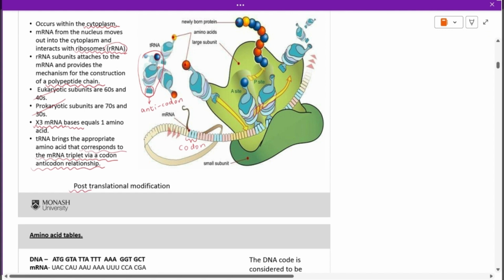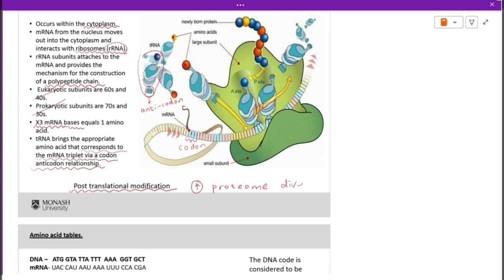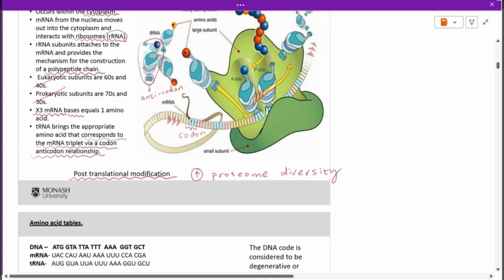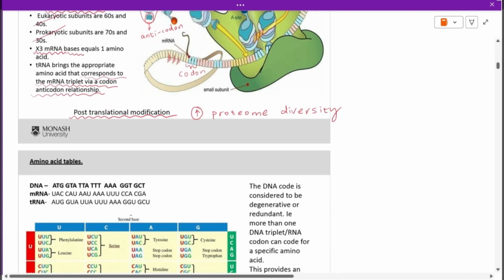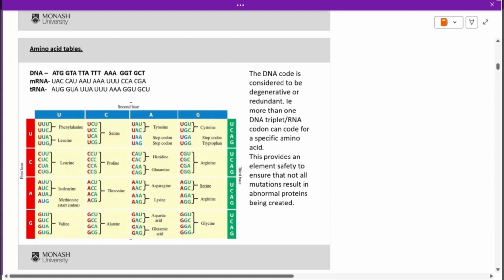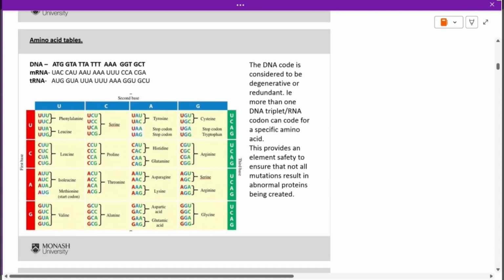Just for information, again, this is beyond our curriculum. Usually after proteins are first made, there's post-translational modification as well. Similar to what happened before, this modification is to increase proteome diversity. Depending on how they are later processed and folded, proteins can increase their diversity as well. Okay. Now, please make sure you know how to read and use the amino acid table.